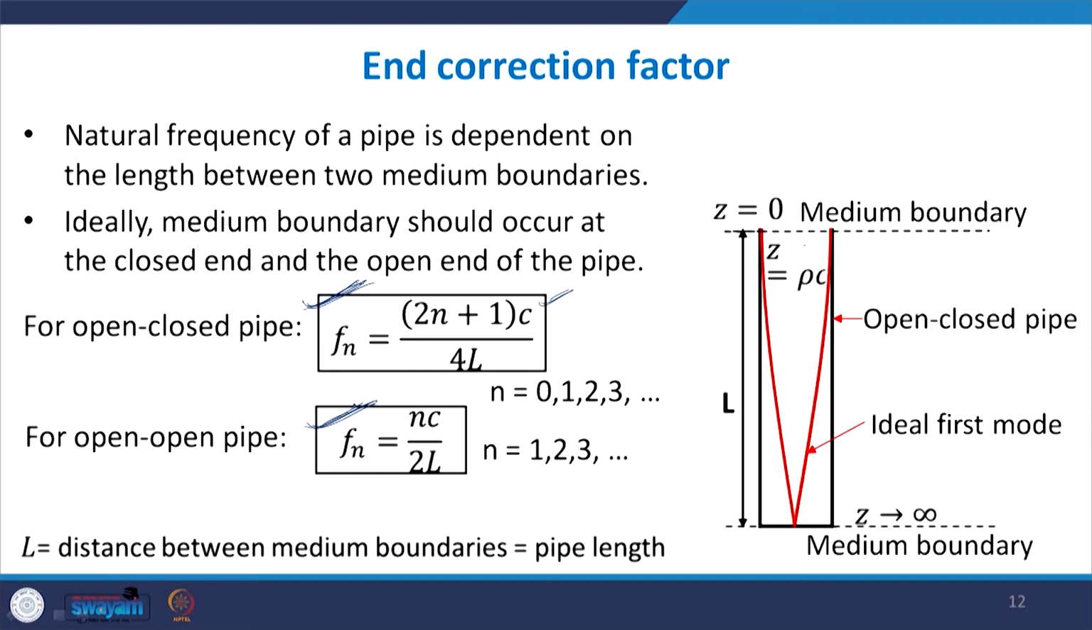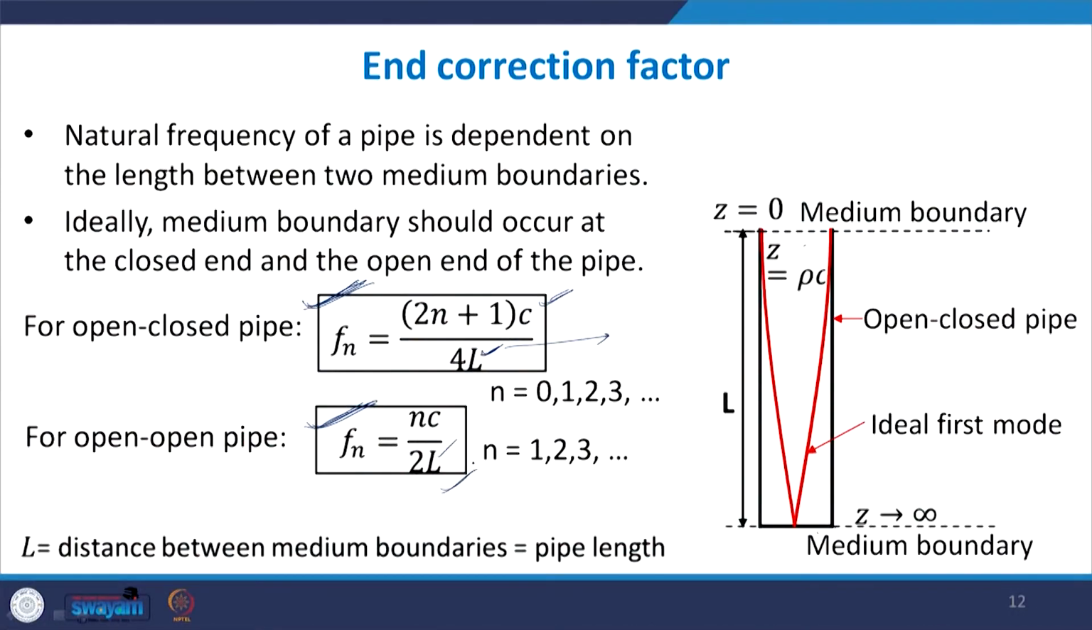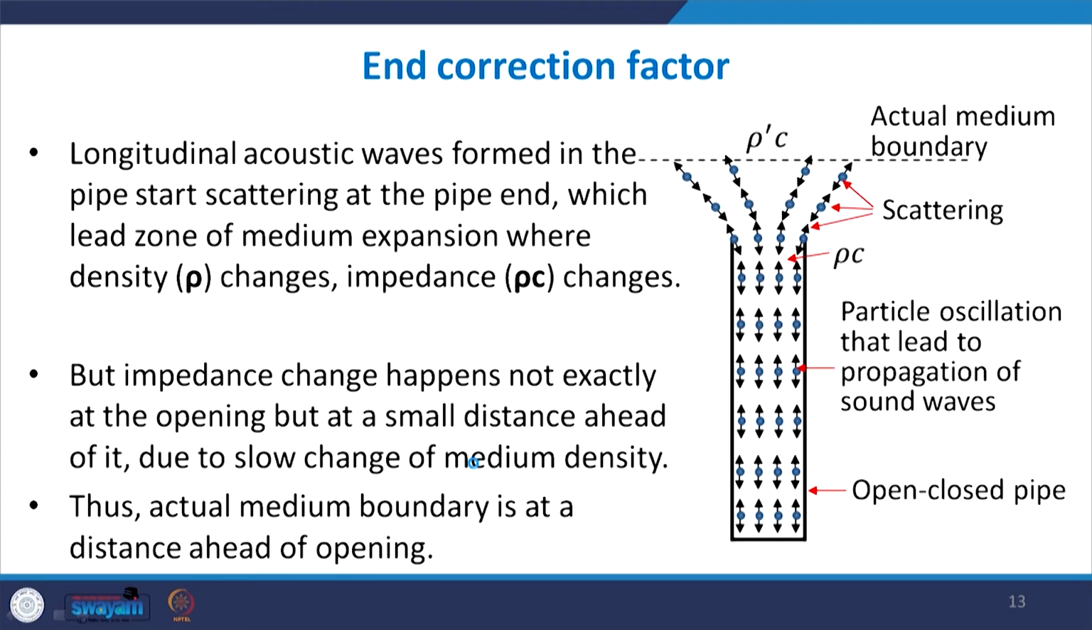The assumption was that this length L was the distance between the two boundaries, which corresponded to the length of the tube. So it is the distance between the two medium boundaries, which is equal to the length of the tube. However, this is not the actual case, it is just an approximation. In an actual situation, suppose we have a tube with one end closed and one end open, and the particles are oscillating. This is the propagation of sound waves through the tube.